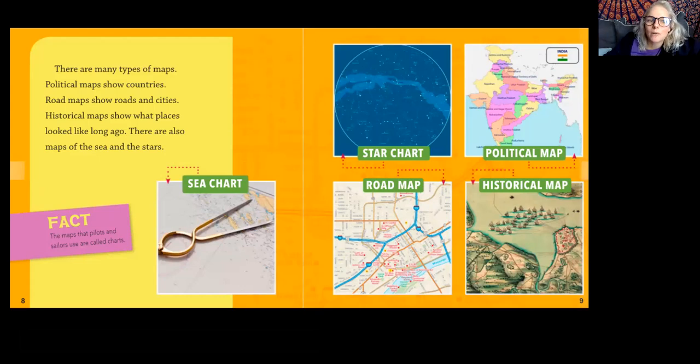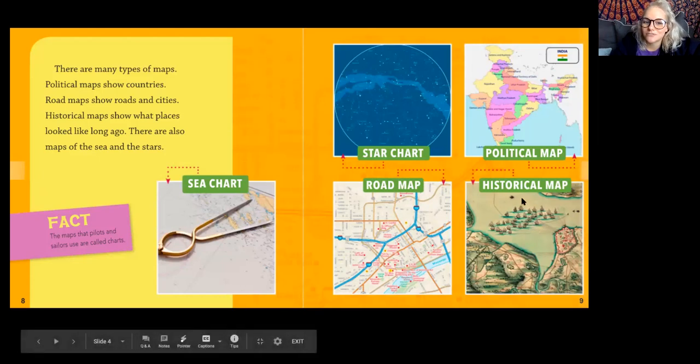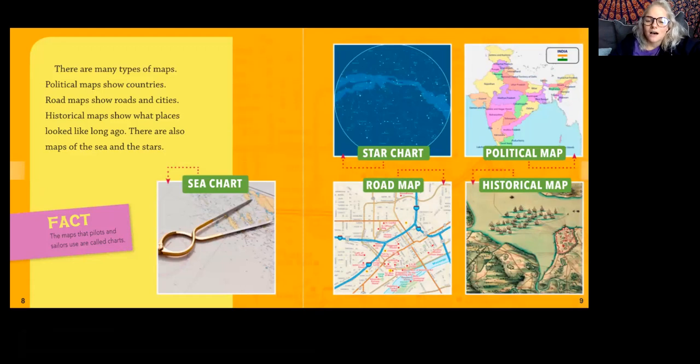Historical maps show what places looked like long ago, and so you can see that this looks a lot different than how some other maps might look. There are also maps of the sea and stars. I've told you guys that there's also maps of all sorts of random things, whether it's a theme park, like there's maps of Disney World. There are maps of different buildings. There's maps of different neighborhoods. Maps are so useful because you can see where things are, again, from a bird's eye view.